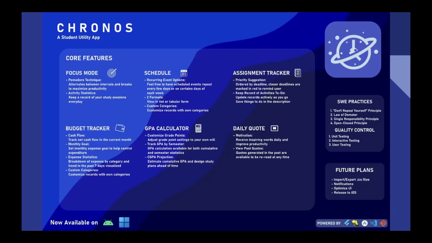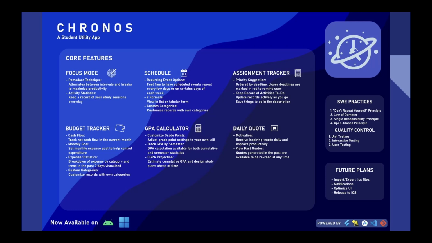This is a poster for our software kernels. Its features include focus mode, budget tracker, schedule, GPA calculator, assignment tracker, and daily quotes. The app icon is shown here in the top right corner, and under it are some practices we followed throughout, some plans we have for future updates, and our tech stack. And as of right now, this is available on Android and Windows.